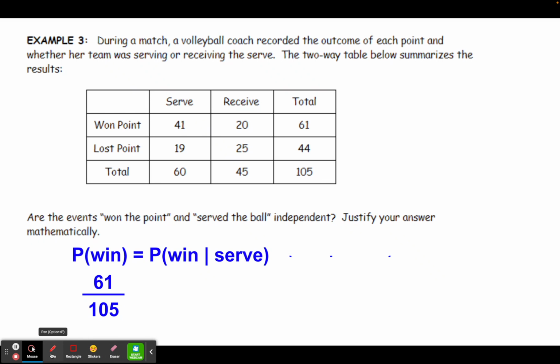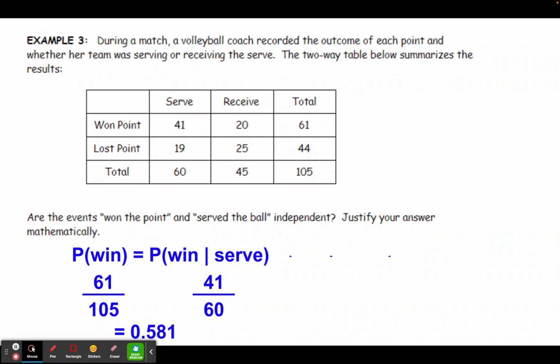For win given that they served, we're only looking at this column, right? And they served 60 times and they won 41 of those points. So for that probability, that would be 41 out of 60. And what we want to know is, are those fractions equal to each other? The best way to compare them, since they have unlike denominators, is to change them into decimals.